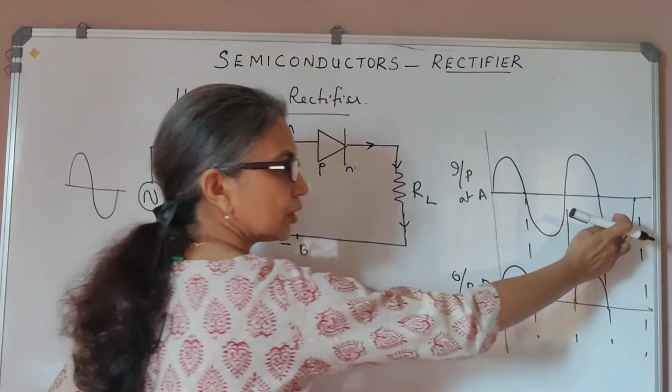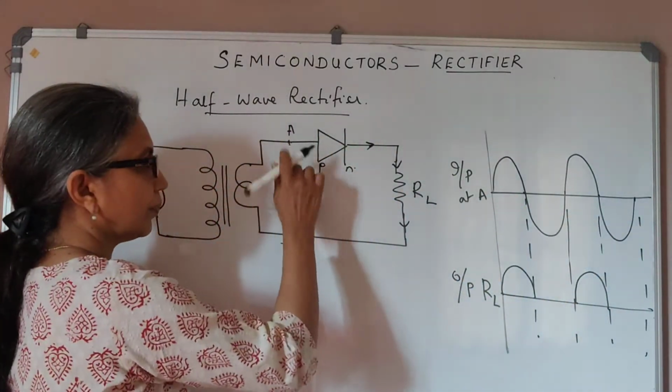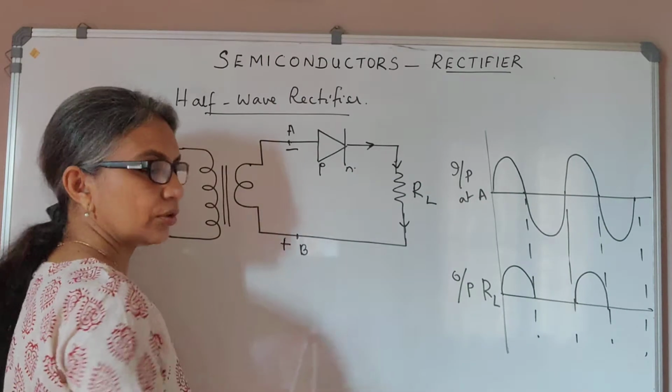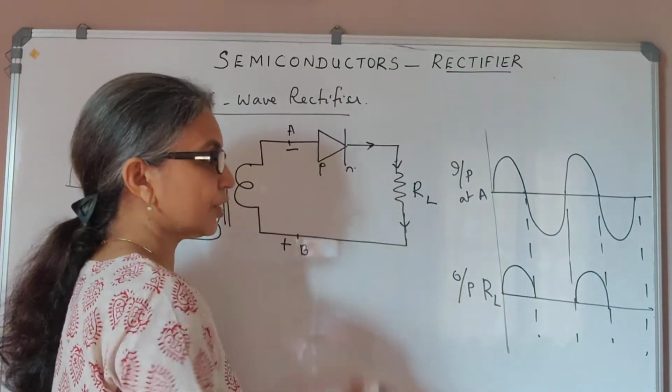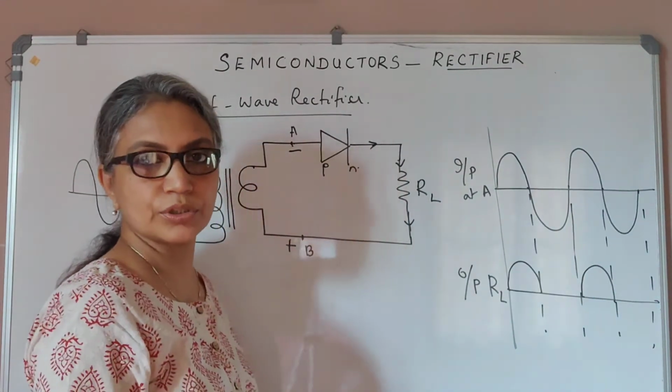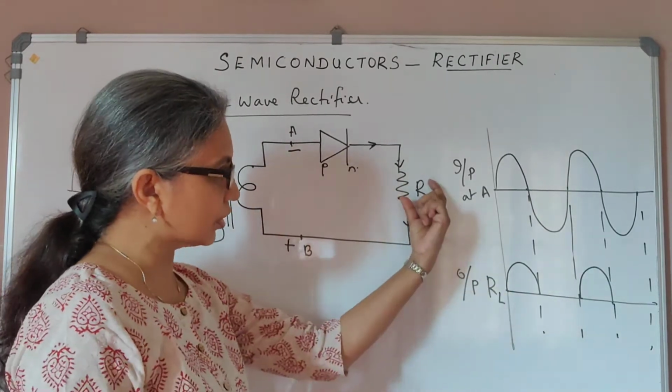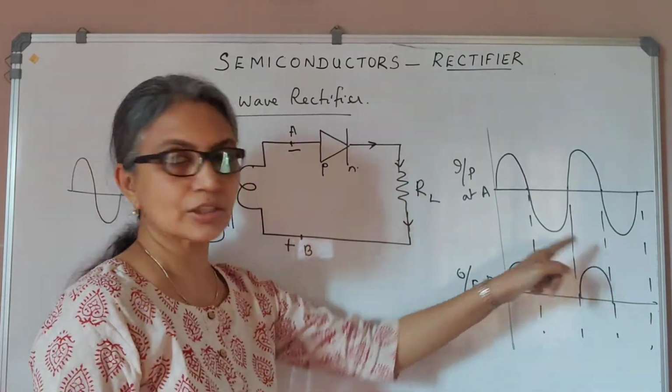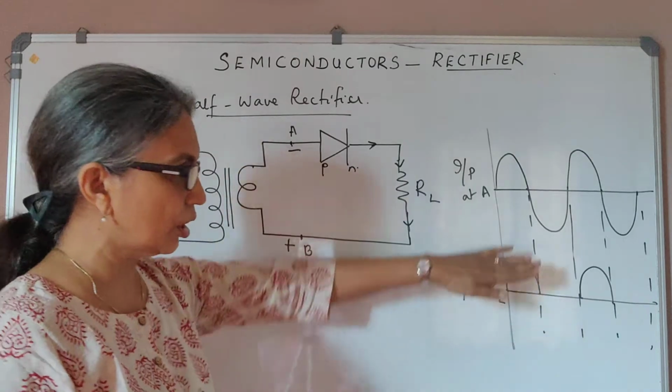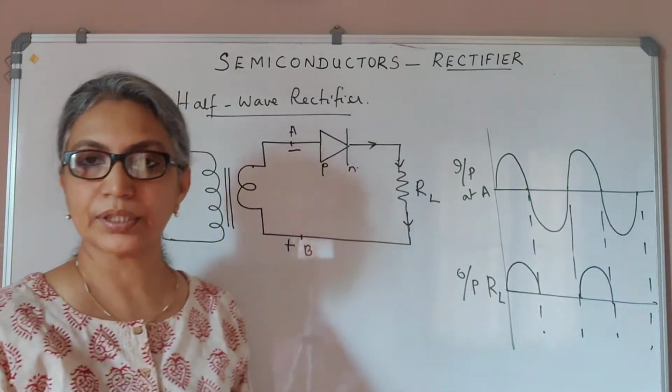In the next cycle, you see end A becomes negative. So when end A becomes negative, the diode does not conduct because it is under reverse bias, and we don't have an output voltage. So what you see in the output across RL is a unidirectional voltage, only in one direction. The negative half cycles have been cut off.